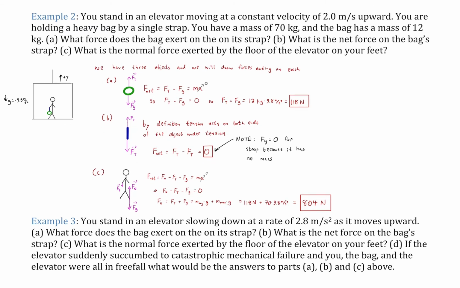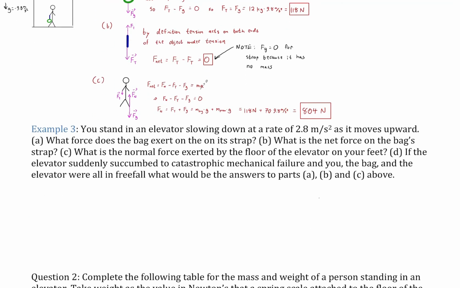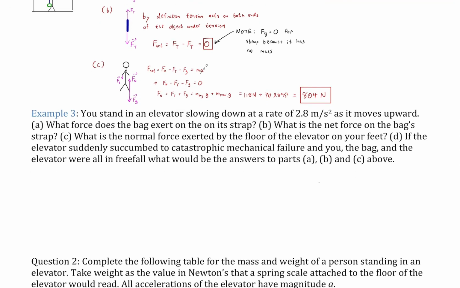All right, but what if the elevator is accelerating? So you stand in the elevator slowing down at a rate of 2.8 meters per second squared as it moves upward. Okay, so if you're moving upward and the elevator is slowing down, that means you have an upward velocity, but the acceleration is causing that velocity to decrease in magnitude. What direction must the acceleration face? Think about it, okay? Down.